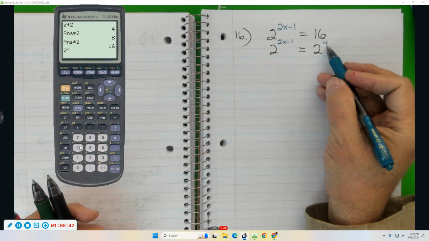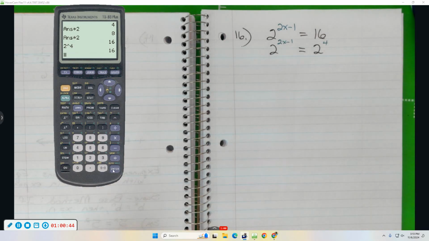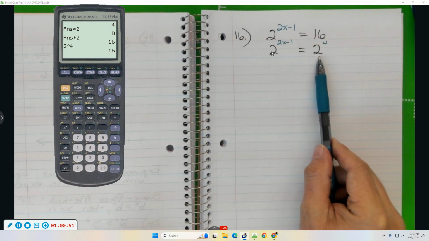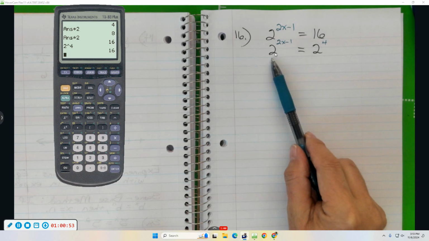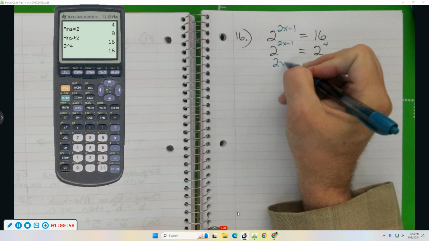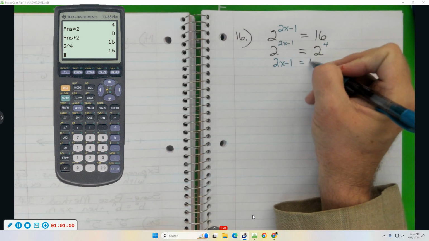2 to the power 4 is the same thing as 16. And now you have the same base on both sides. The only way they can be equal, if the bases are equal, the powers have to be equal. That means 2x minus 1 has to equal 4.